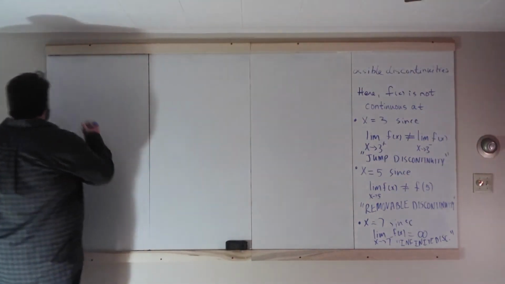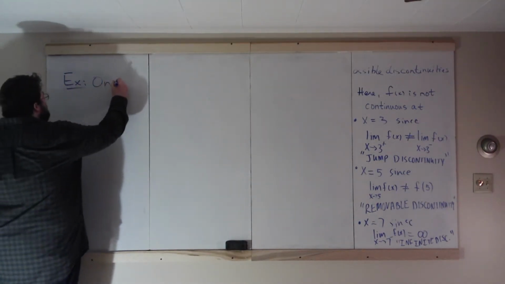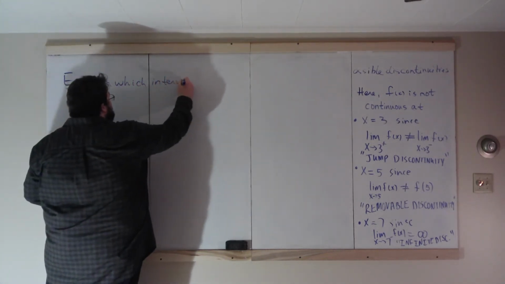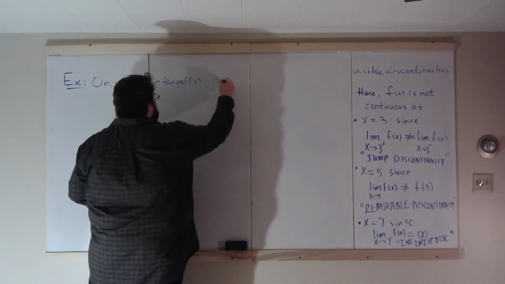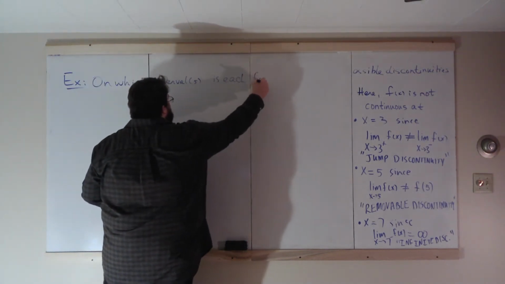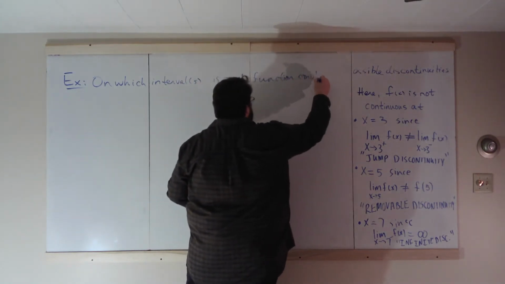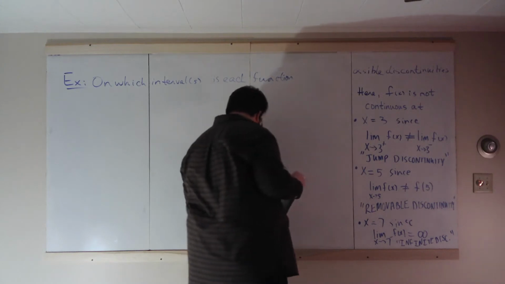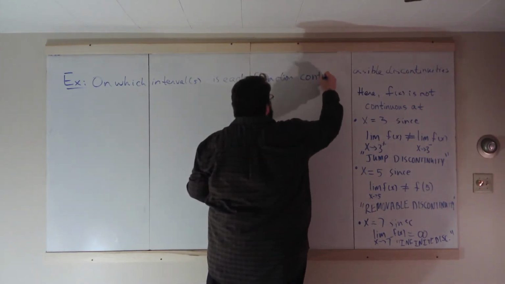So let's just look at two examples. On which intervals is each function continuous? Oh, that's a terrible spelling. C-O-N-U-T, that's not even close. C-O-N-T-I-N.